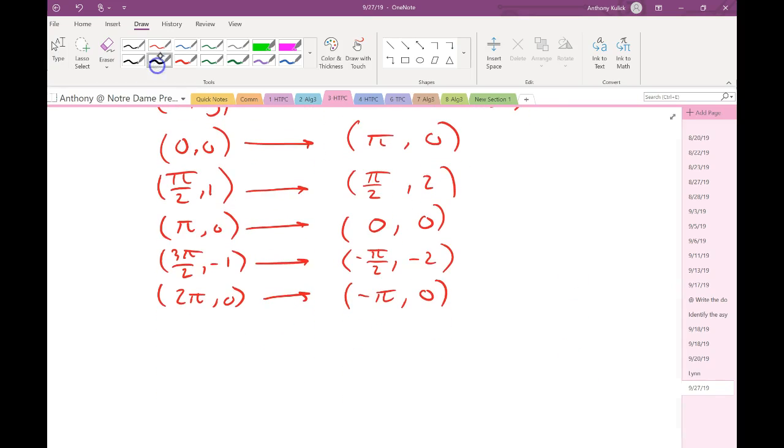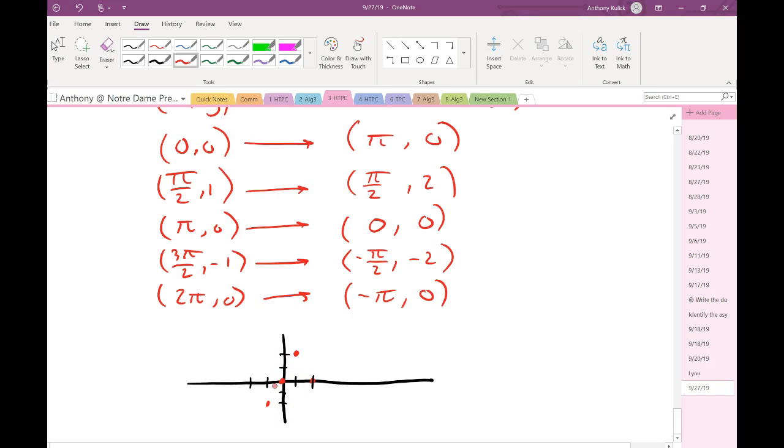So now I have my new transformed points. So I can draw this in. I'm just going to go up by quarter pis. So that's a half pi and 1 pi. It's negative a half pi and positive a pi. And then 1, 2, 1, 2. So I have pi, 0; pi over 2, 2; 0, 0; negative pi over 2, negative 2; and negative pi, 0. So if I draw my graph, it looks like this.